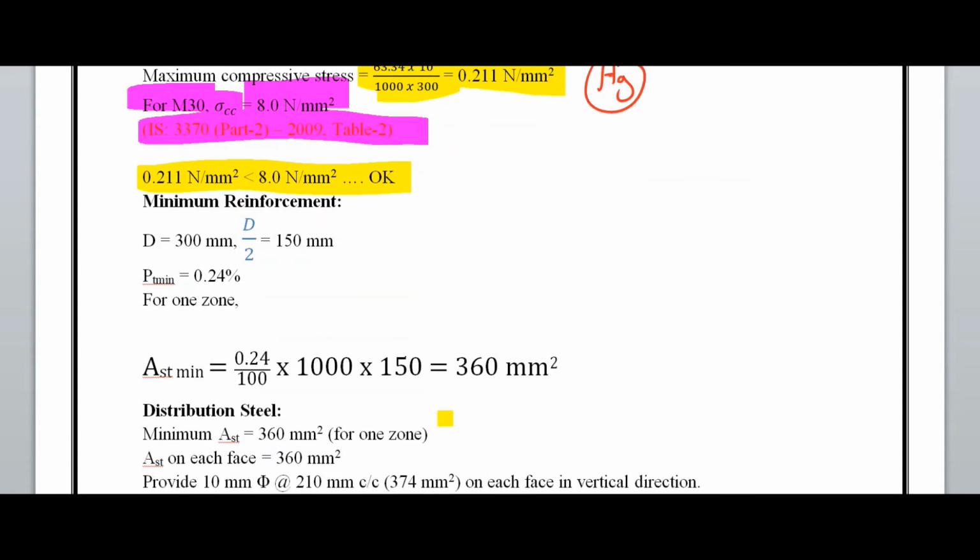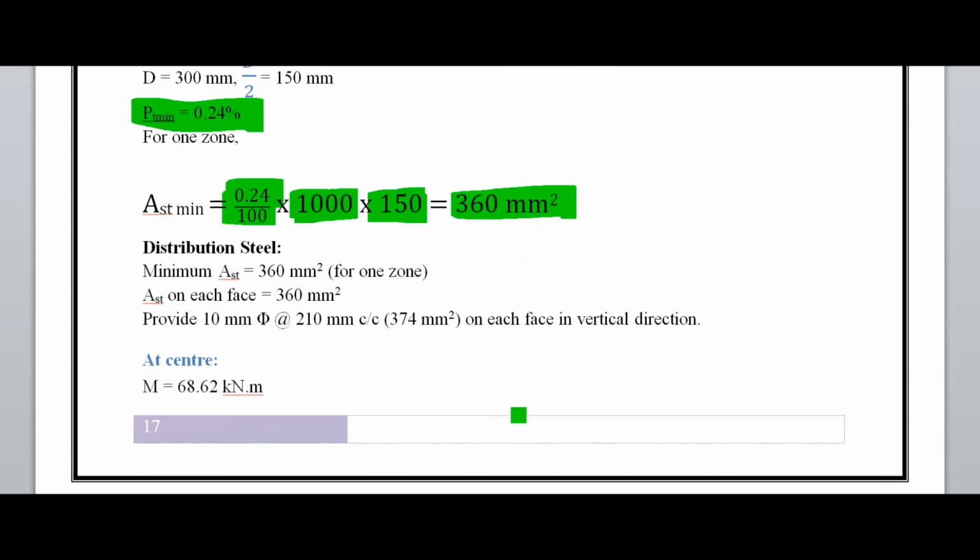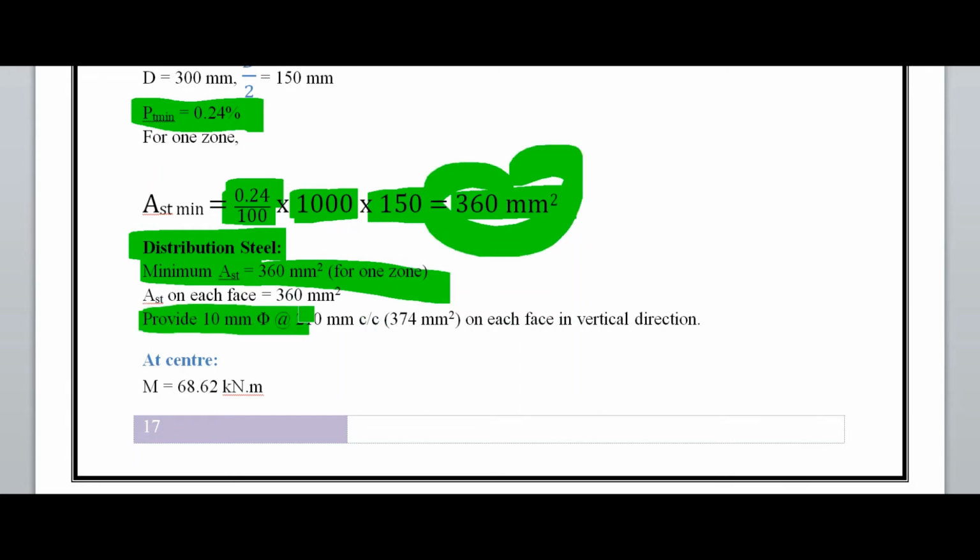Now we are going to check for the minimum reinforcement. For the minimum reinforcement, PT minimum is 0.24%. So 0.24 divided by 100 into 1000 into 150 gives 360 mm square. 360 mm square is the minimum reinforcement. Now we are going to provide the distribution steel. Distribution steel is minimum 0.24 percent, so 360 here is okay. So provide 10 mm dia at 210 mm center to center on each face in a vertical direction.